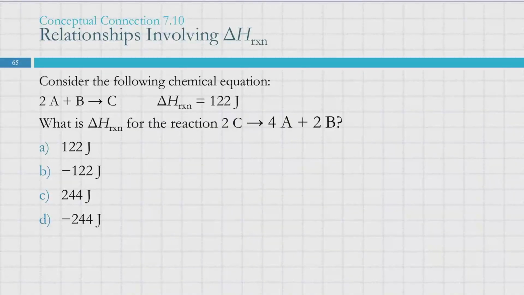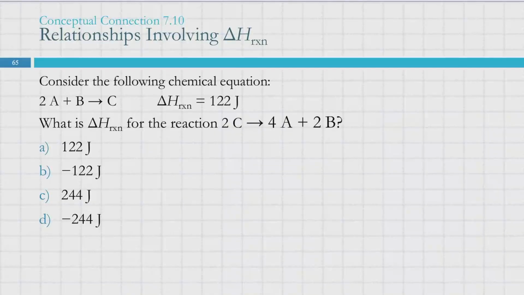So some examples. Let's say that we've got this equation where we're reacting 2A, where A is some chemical, with B, a different chemical, and it produces C, some third chemical. And our delta H of the reaction is 122 joules. What would delta H be for this reaction? 2C going to 4A and 2B.